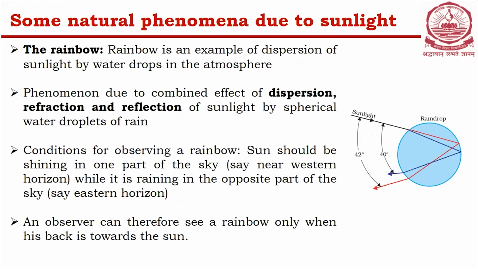Then you can see some applications in natural phenomena due to sunlight. You can understand the rainbow and how it appears when sunlight passes through raindrops. This is because of dispersion, and there are phenomena that take place: dispersion, diffraction, and reflection by spherical water droplets. You can see in the diagram how the rainbow appears.